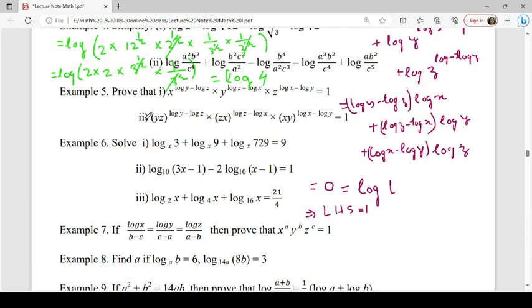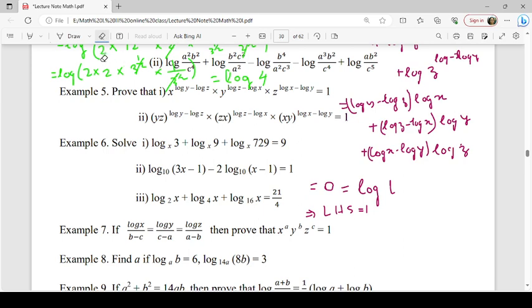Then this is also the same, we are taking log of this, then it is log y minus log z into log of yz, and log of log y minus log z is log of y by z. So ultimately we get the value as 0. 0 means log 1, so again it is this. Then number 6 we see, let us erase this thing.